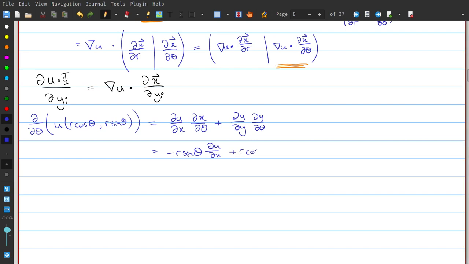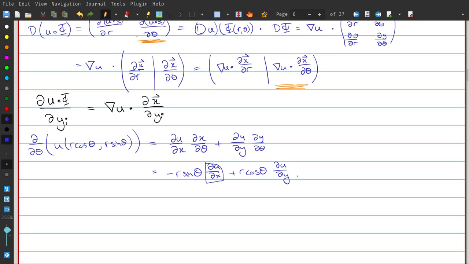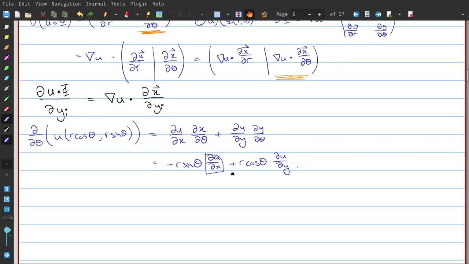Plus r cos theta. All right, and so that is how you calculate the theta derivative of u in terms of its x and its y partial derivatives. One thing I should note here is that when I write this, I've just been lazy and I've left out the fact that this should be written when you make the substitution in r and theta coordinates, right? So you should still have the coordinate transformation.